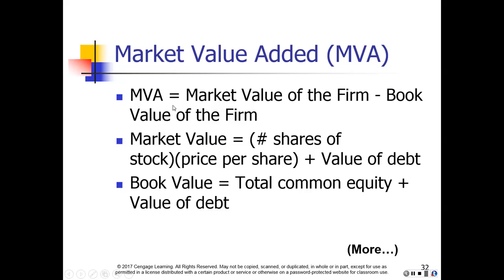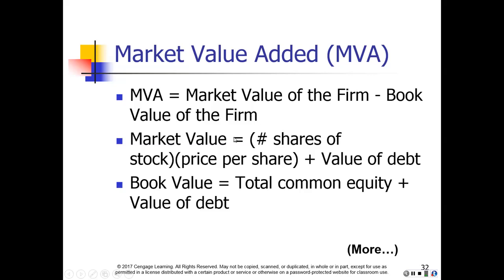And book value of the firm is what you see in the balance sheet, right? Book value of the firm is actually the amount of total assets in the balance sheet, or if you look at the other side, total liabilities and equity. Remember, both amounts should match if the balance sheet was prepared correctly. So that's book value of the firm.